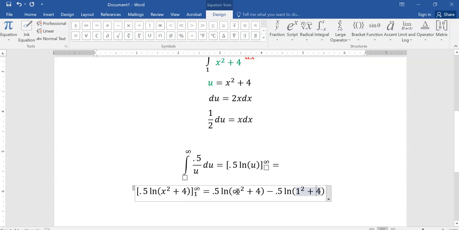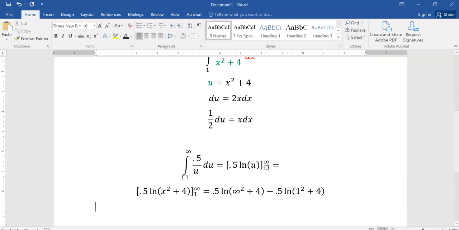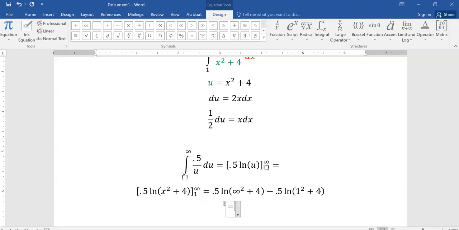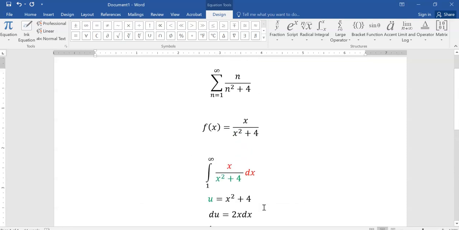But as you can see, infinity squared is going to be infinity, plus 4 is infinity. The natural log of infinity is infinity. So that first term gives us infinity. The second term is going to give us some real number, but take infinity minus a real number, you just get infinity. So what does that mean? Whew, that was a long one. Well, that means that this integration here actually diverges.